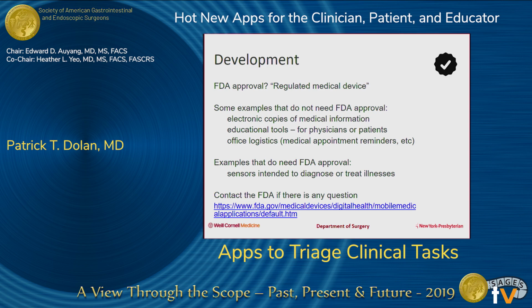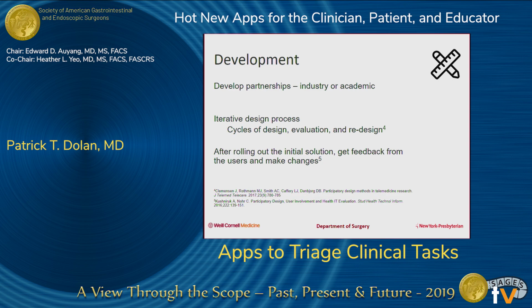So if you're going to develop something that uses a sensor to try and diagnose or treat an illness, then that's something that does need FDA approval. And if there's any question, you can always contact the FDA. There's a website on the slide that has very broad information. So then once you have your sketch or an idea, how do you create an actual product?